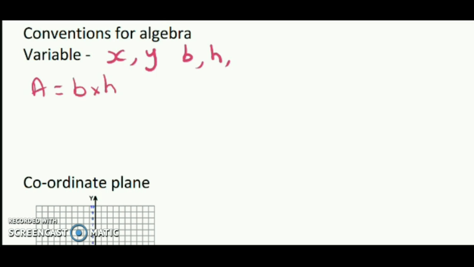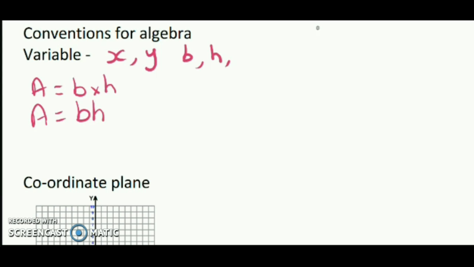Base times height. Now, the other convention that we have in algebra is if we always go and write a multiplication symbol like this, it kind of could get confused with the X. So we have a convention that we say when we want to multiply something, we just get rid of the multiplication symbol and we just bang those letters up beside each other. When those letters are up beside each other, touching each other, then that means that they're multiplied.